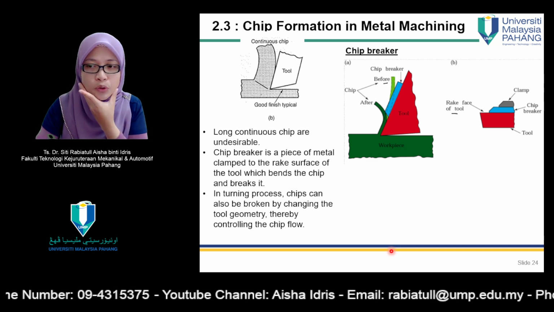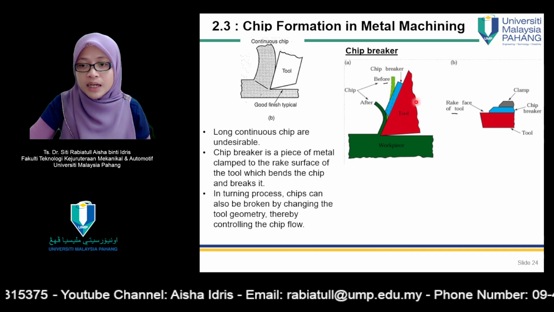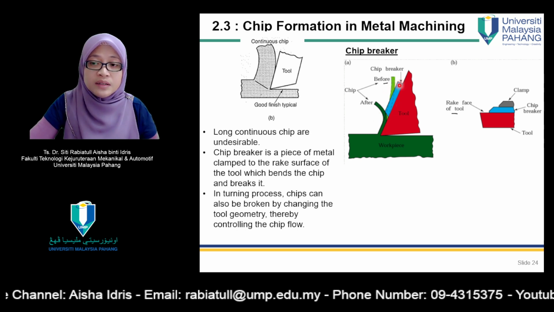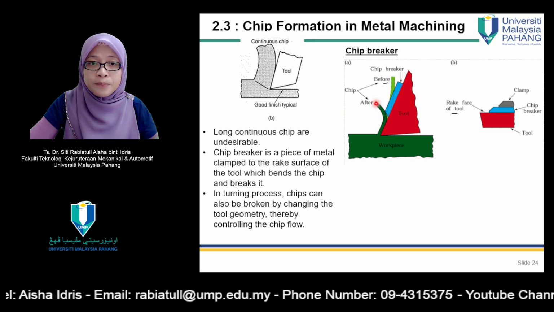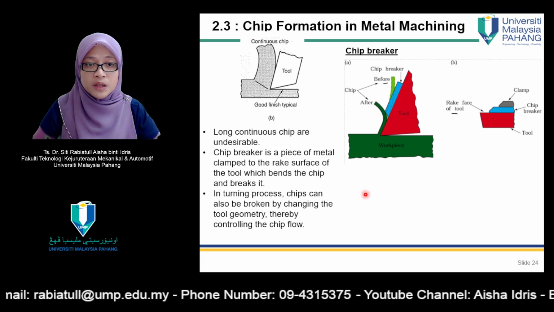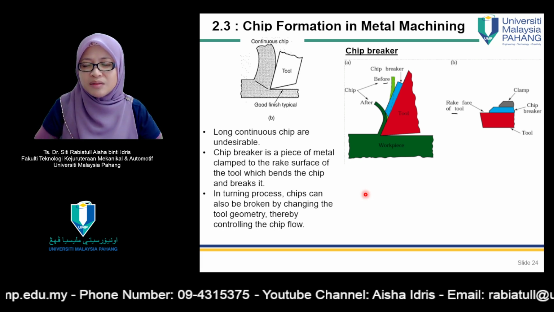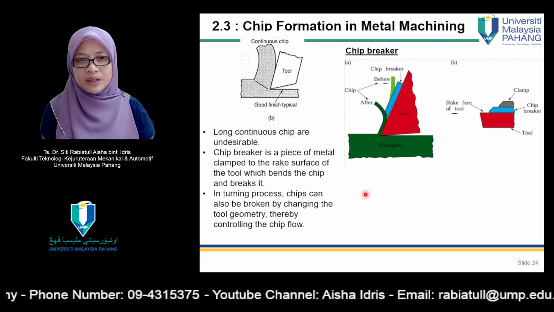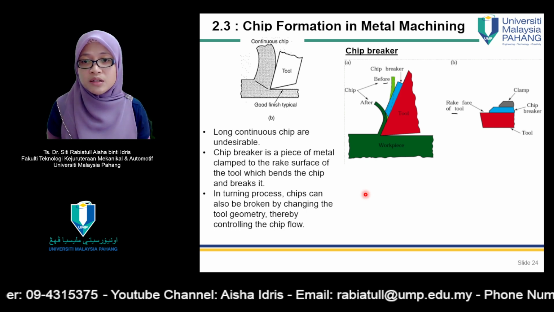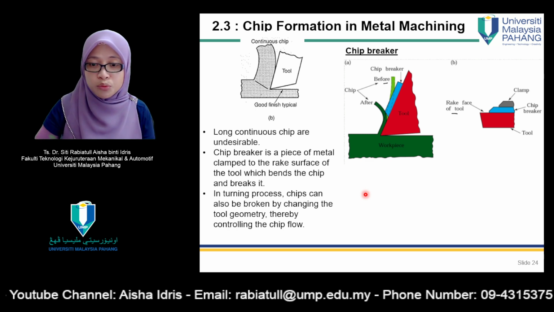This is how the chip breaker is placed at the cutting tool and the workpiece. So this is the chip breaker, and its function is to remove the long continuous chip, because long continuous chip is undesirable. We don't want it because it will entangle and will make the process much more difficult. So that's why we need a chip breaker to cut that chip before it becomes long and continuous.